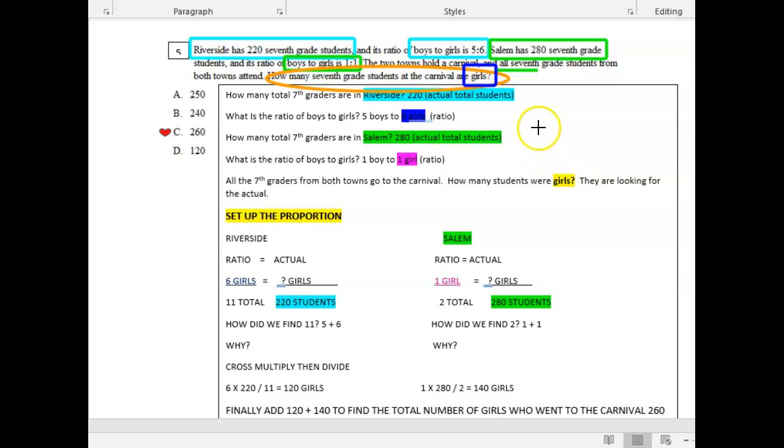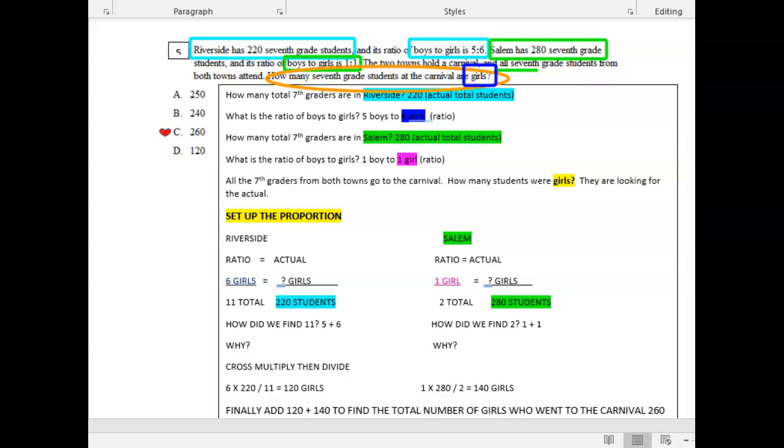But that's not what they're asking us. They're asking us how many 7th graders were girls at the carnival. So out of this total, how many of them were girls? We're going to set up a proportion for both towns to find out how many were girls from each town.